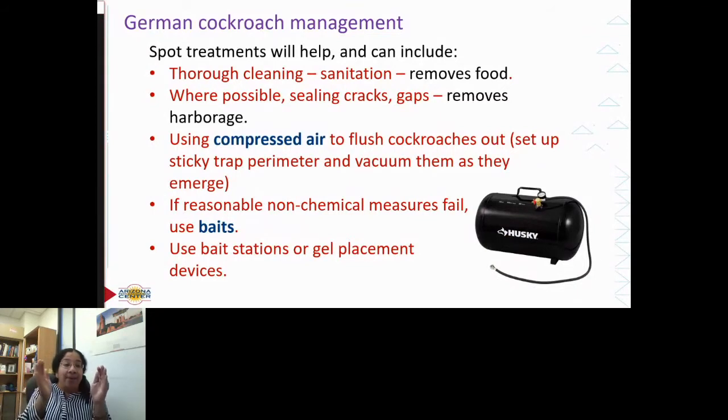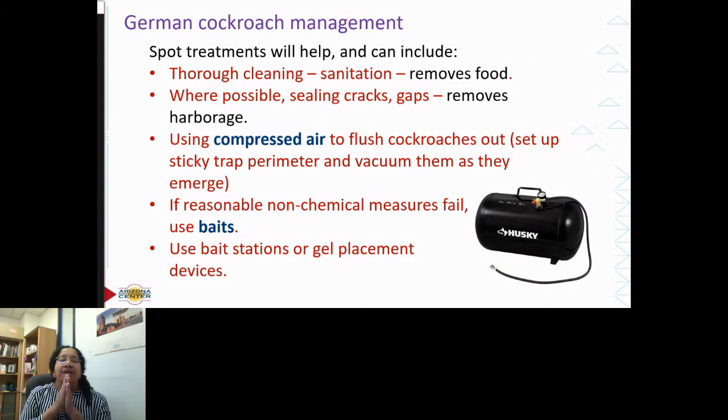This is only part of an entire strategy. And if you need more information on that, please don't hesitate to reach out. I can send you the entire management strategy for German cockroaches. But here, I'll just talk about some of those parts of the management plan.